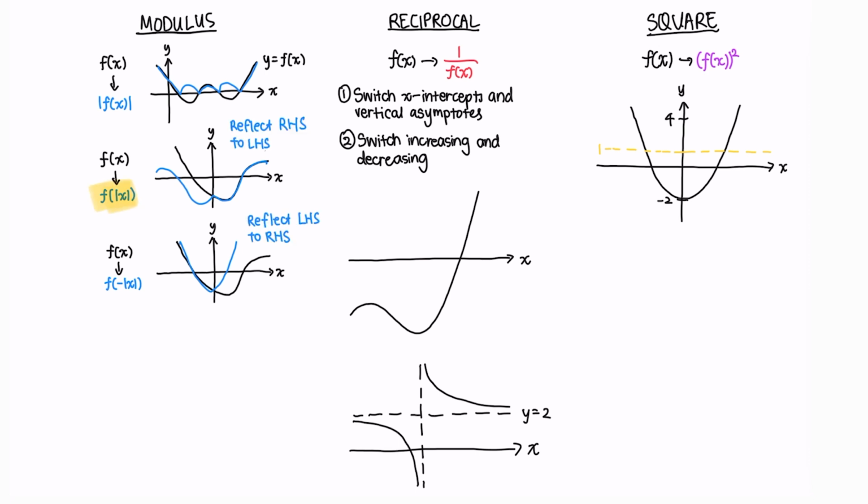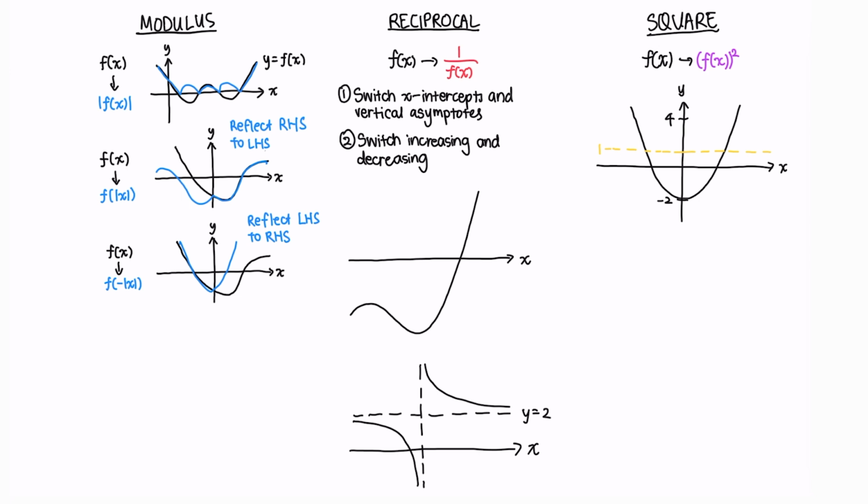To recap once more, for f of mod x, we are reflecting the right hand side to the left hand side. And for f of negative mod x, this means that we're reflecting the left hand side to the right hand side. Hopefully that was simple enough.